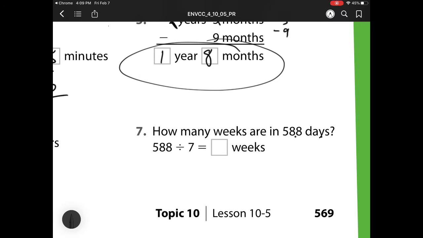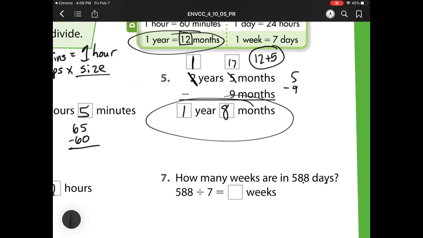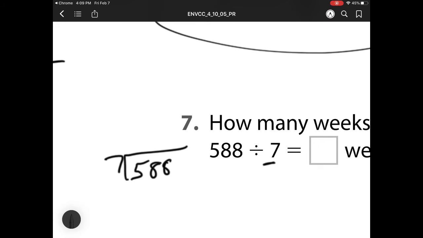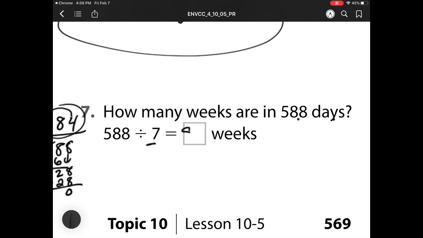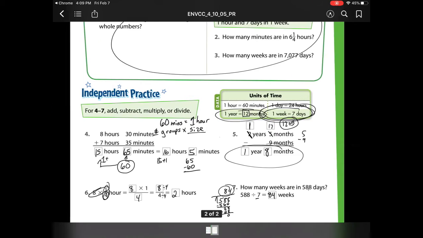For number 7, how many weeks are in 588 days? Well, if I look right up here, I notice that 1 week is equal to 7 days. So I need to break that up into groups of 7, which they already showed me. So I have 588 divided by 7. 7 goes into 58 8 times, multiply, subtract, check. 2 is less than 7, so I can bring down. 7 goes into 28 4 times, multiply 4 times 7 is 28, subtract, check. 0 is less than 7. There's nothing to bring down, so I'm left with 84 weeks. Let's head on to the back page.